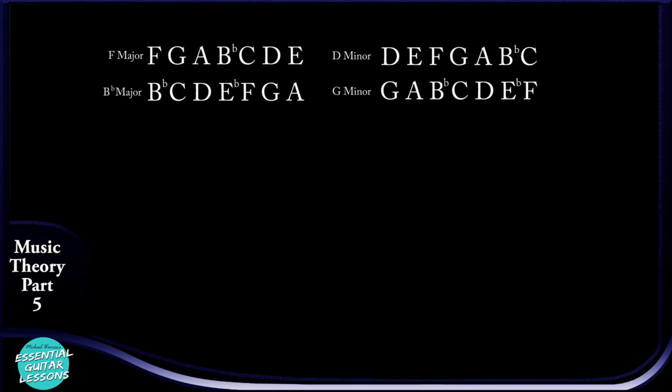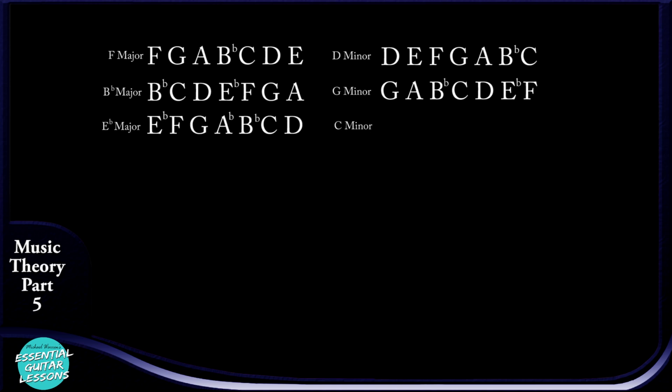Write down exactly the same letters as our B flat major. So we have G, A, B flat, C, D, E flat and F. So G minor is the relative minor to B flat major. Let's do the next one as well.